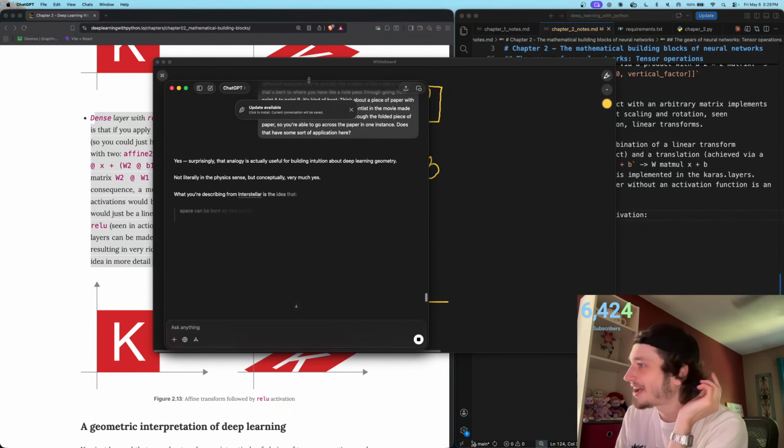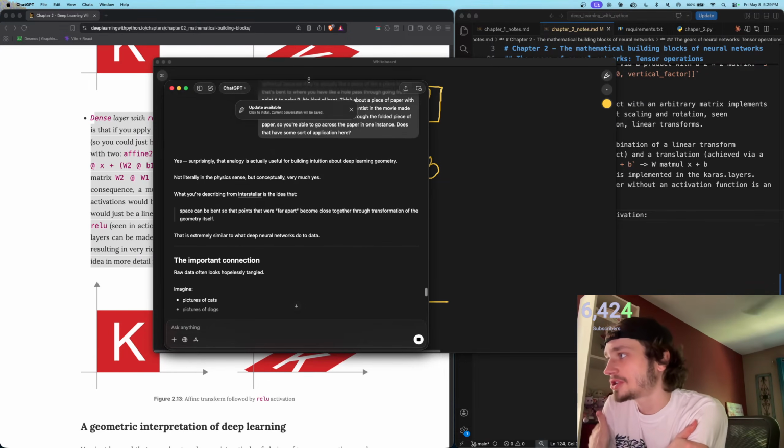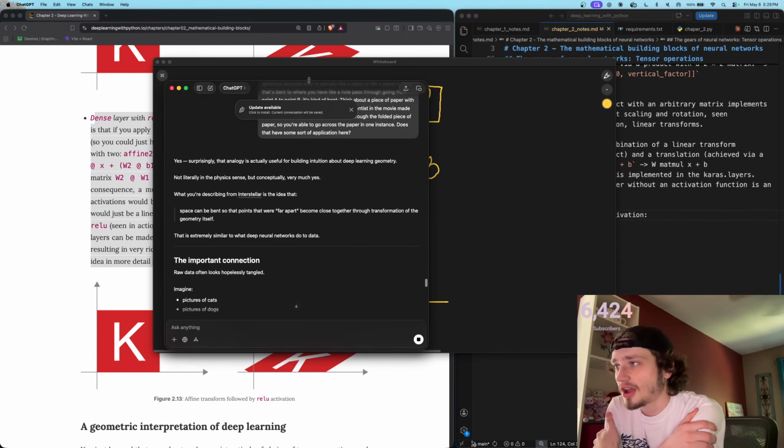Yeah, surprisingly, that analogy is actually useful for building intuition about deep learning geometry. Not literally in the physics sense, but conceptually very much yes. What you're describing from Interstellar is the idea that space can be bent so that points that are very far apart become close together through transformations of the geometry itself. This is extremely similar to what deep neural networks do to data.